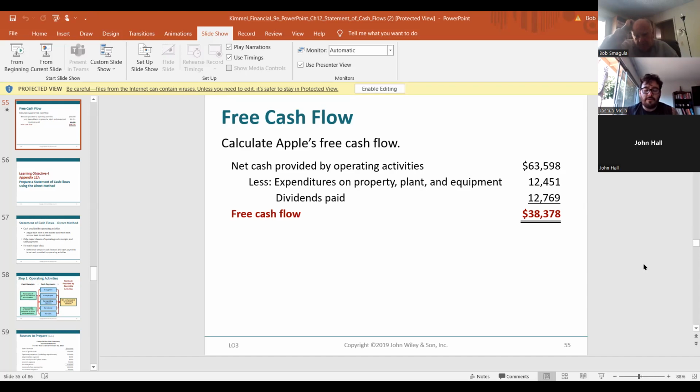Okay. So the favorable and unfavorable only pertains to what happens to the actual cash. Yes. If cash went up, it's good. Cash went down.